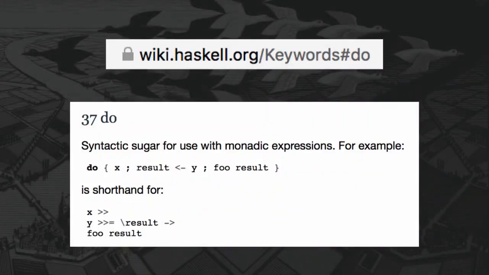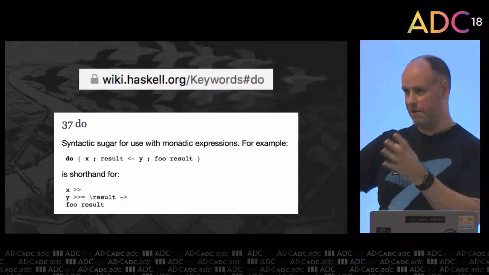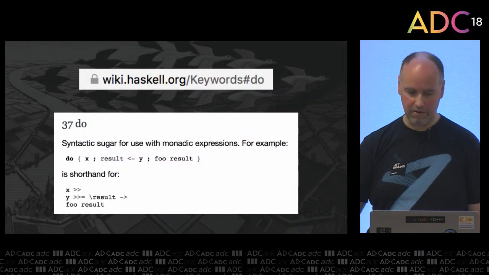So it's a page from the Haskell wiki, and it's got a note on do syntax. It says it's syntactic sugar for use with monadic expressions, for example, and it's got do. Now, set aside for a moment that do is a keyword in C++. This means something very different in Haskell. And within that block, you've got a sequence of imperative-looking statements separated by semicolons.